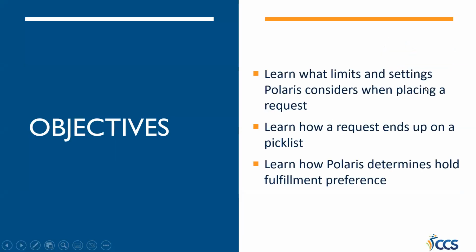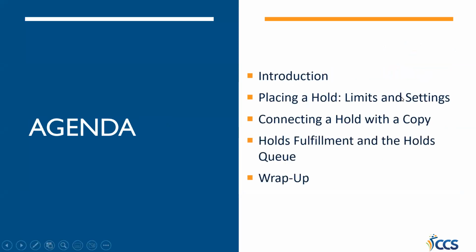Our objectives for today: we want to learn what limits and settings Polaris considers when placing a hold. We're going to see how a request ends up on a pick list, and we're going to see how Polaris determines hold fulfillment preferences. So here's our agenda for today. It doesn't look like a big one, but like I said, we're really going to do a deep dive into each of these.